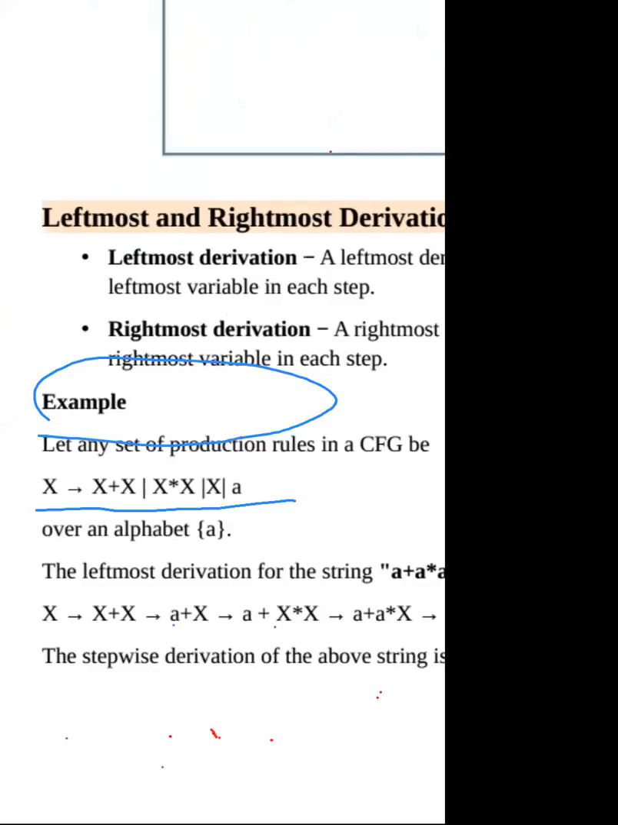Tell me, in this grammar, which one is non-terminal? Capital X is non-terminal. And which one is terminal? A. This is small a. So non-terminal is capital X and terminal is small a. Any uppercase letter is non-terminal, and small lowercase letters or any digit are terminals. Now we'll show how it is leftmost derivation.